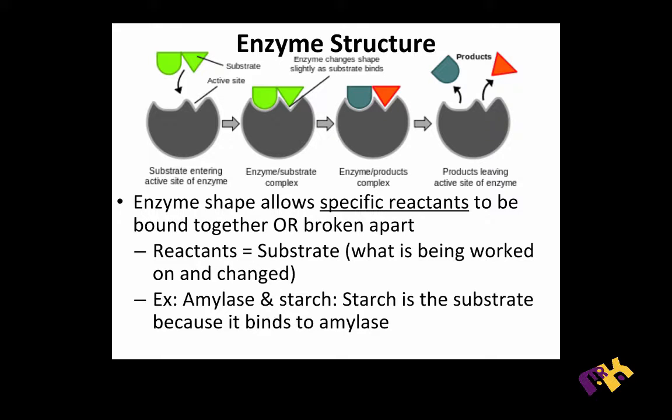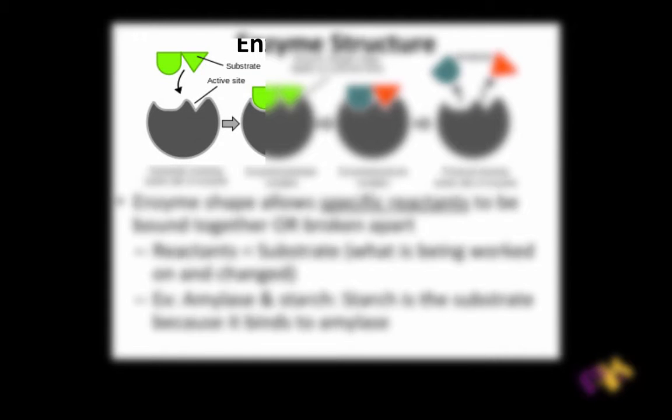The reactants are also called the substrates. What's being worked on and changed. With our amylase and starch example, starch is the substrate, amylase is the enzyme. So this enzyme's hanging out there, has this active site open, and starch floats nearby, gets attracted to the active site of this enzyme, and they bind together.